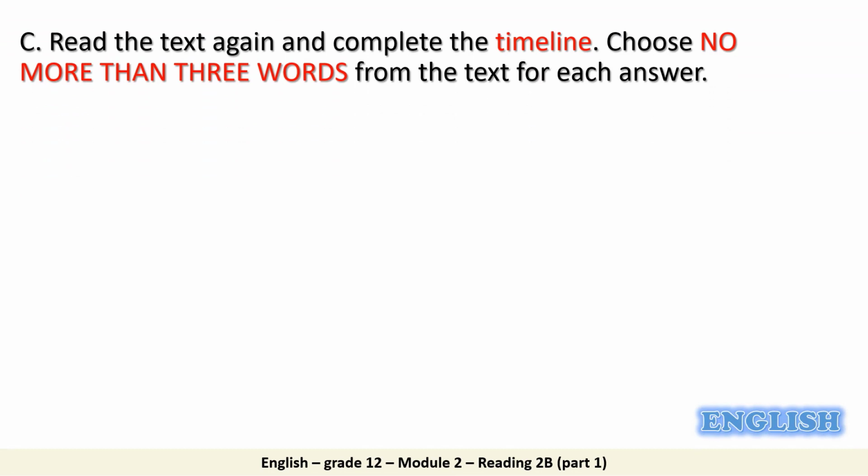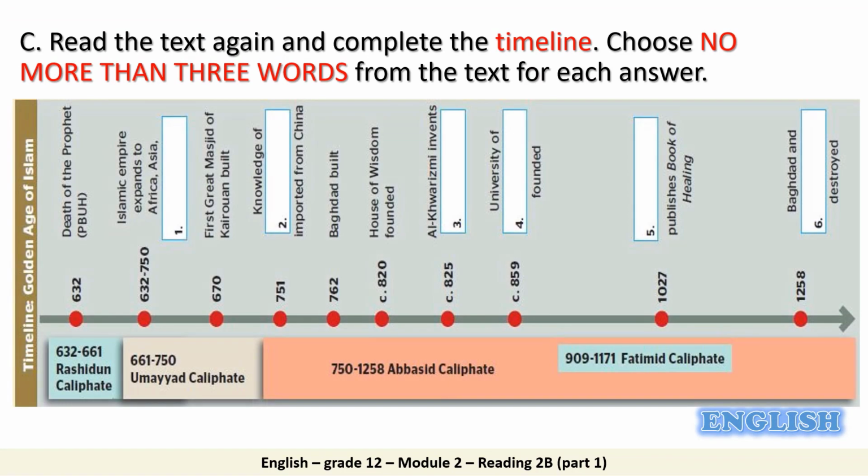Moving on to exercise C on page 29. We have this timeline, and this timeline illustrates, it marks some of the important dates during the Golden Age of Islam. Now, I want you to read the passage one more time and fill in the gaps with suitable words. Please pause the video now.